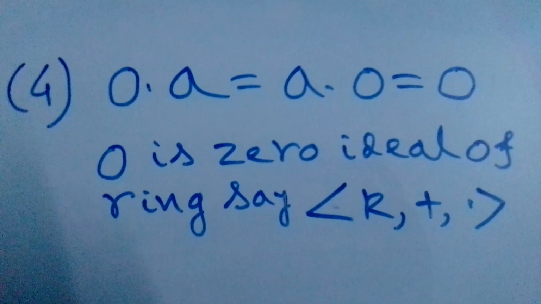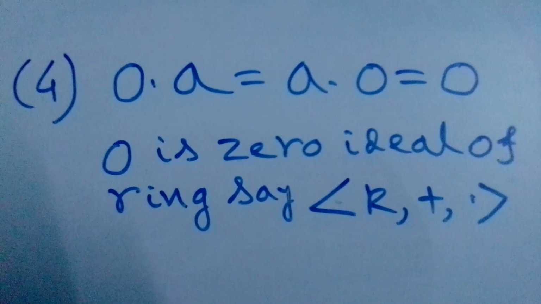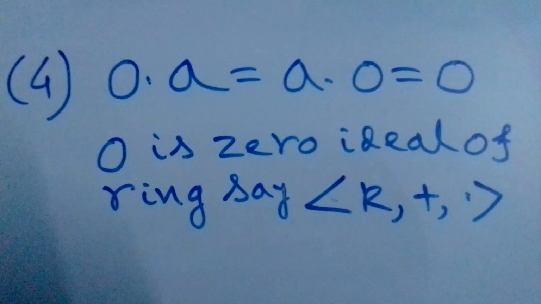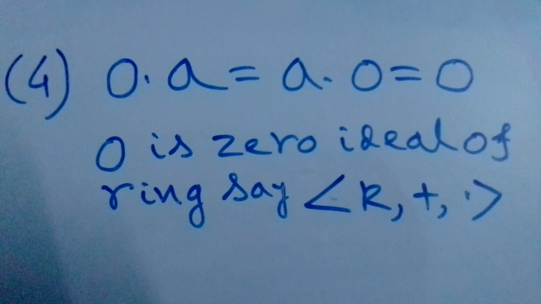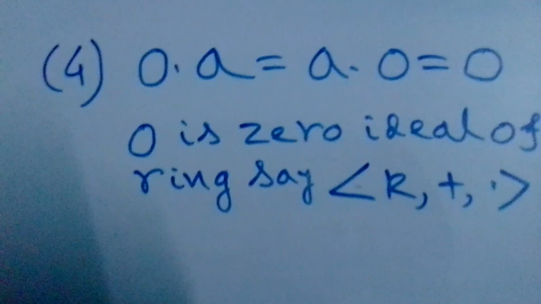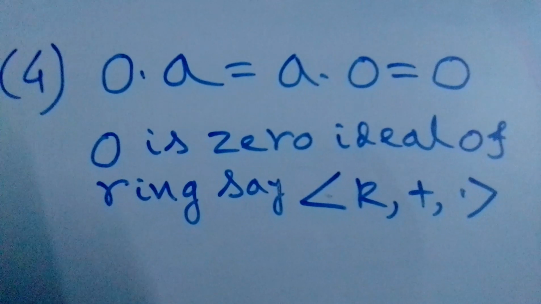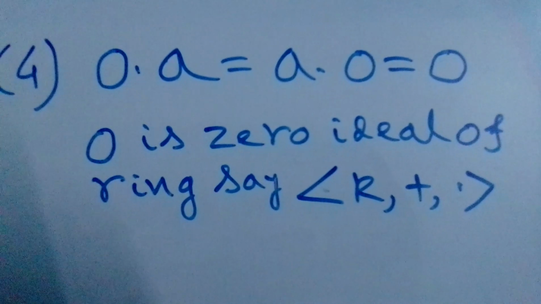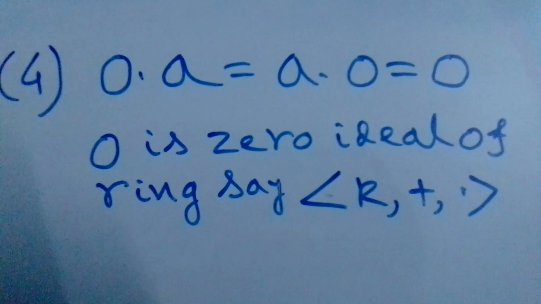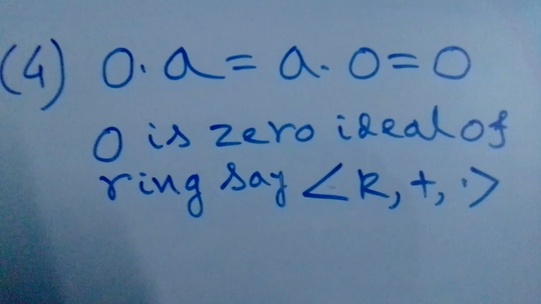If we consider another interesting property, if 0 is multiplied by a, any number, we finally get 0. 0 dot a is equal to a dot 0 is equal to 0, and 0 here is the zero ideal of the ring. If we consider the ring R with the double composition plus and dot, that forms a ring, and 0 is considered here as the zero ideal. This is another property.